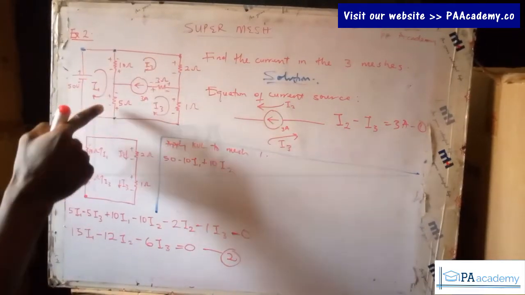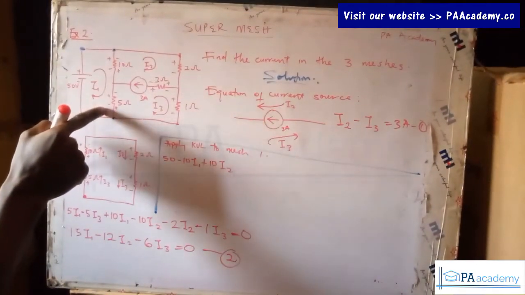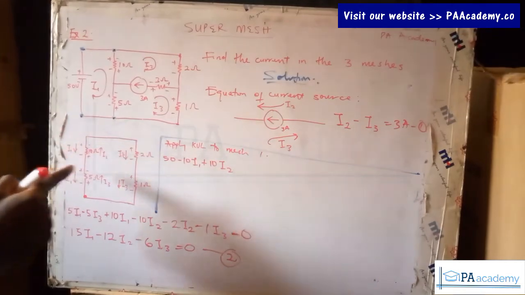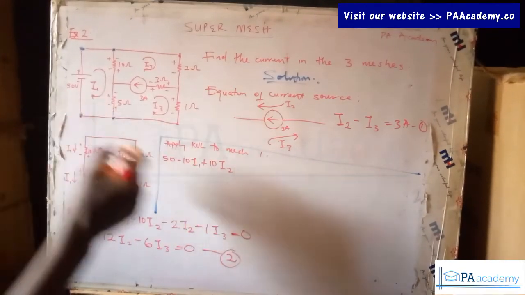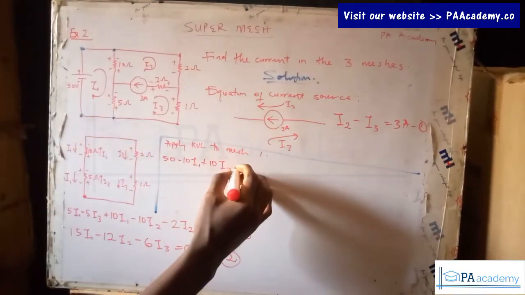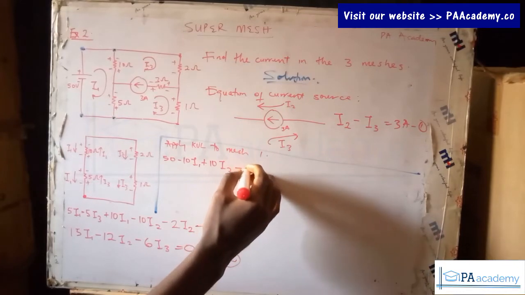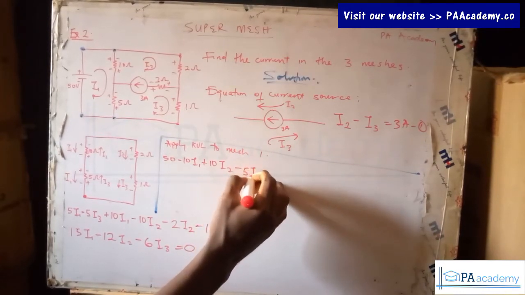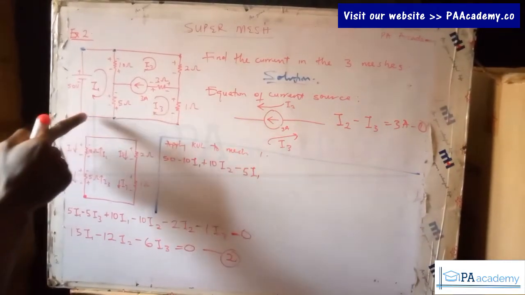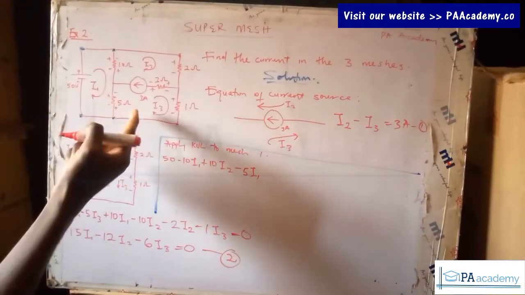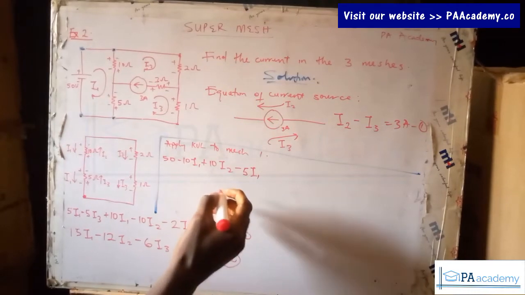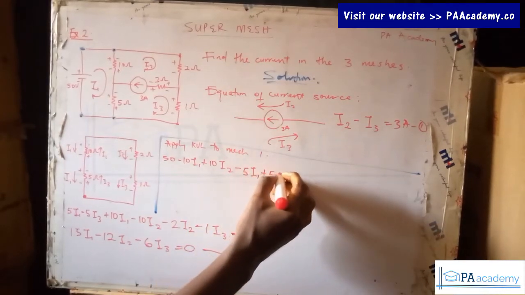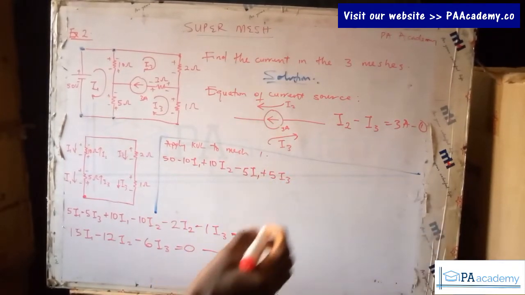When we come down, we are done with this element. Let's look at the other element, which is a resistor. From positive to negative, that's going to be minus 5I1, due to current I1. Then we have positive to negative due to the current I3, so that's going to be plus 5I3 equals 0.